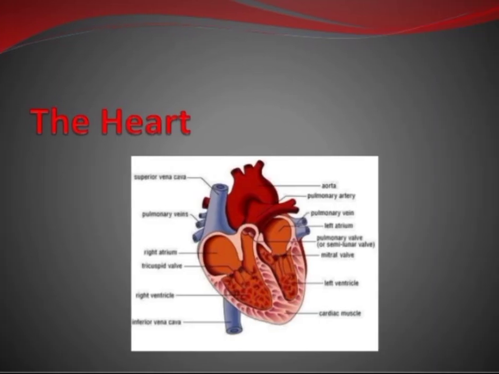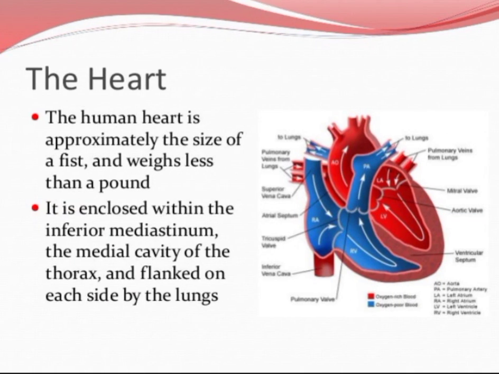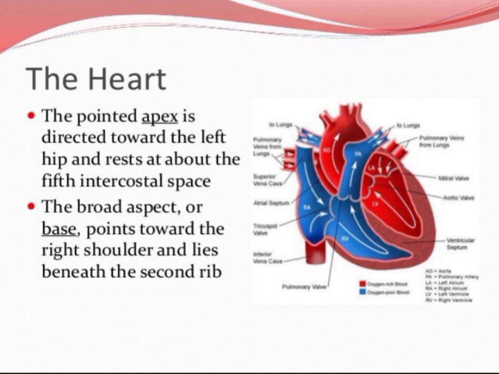Let's study the gross anatomy of the heart. The human heart is approximately the size of a fist and weighs less than a pound. It is enclosed within the inferior mediastinum, the medial cavity of the thorax, and flanked on each side by the lungs. The pointed apex is directed towards the left hip and rests at about the fifth intercostal space. The broad aspect, or base, points towards the right shoulder and lies beneath the second rib.